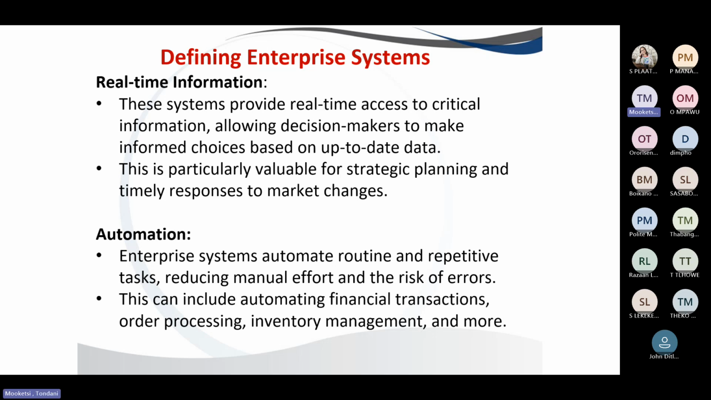Then enterprise systems automate routine, repetitive tasks to reduce manual effort and the risk of errors. So this can include automating financial transactions, order processing, inventory management, etc. So let's say, for example, a process of generating invoices. Once a customer has made an online purchase, the order is processed and an invoice is generated automatically. That is an example of automation.